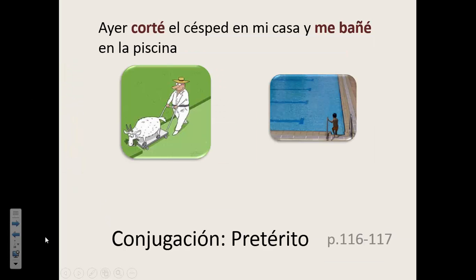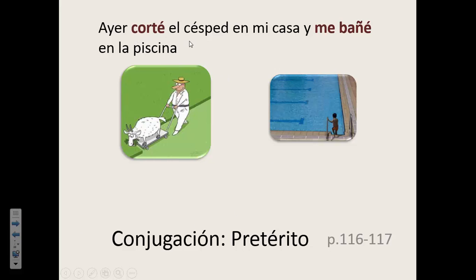Hola clase. Today we're going to learn the preterite tense. Actually, you learned this tense last year, so this will be a review. So if you look at the top slide, I have a sentence using the preterite tense. Ayer corté el césped en mi casa y me bañé en la piscina. I cut the grass and bathed in the pool.